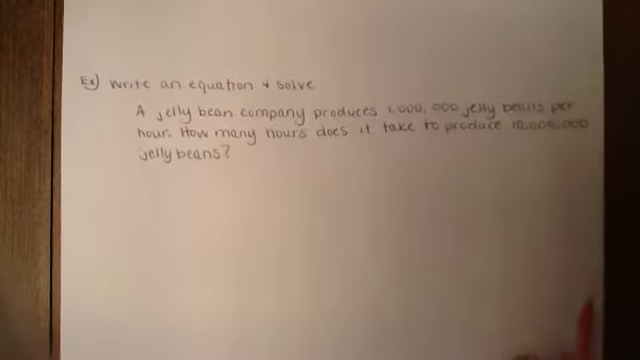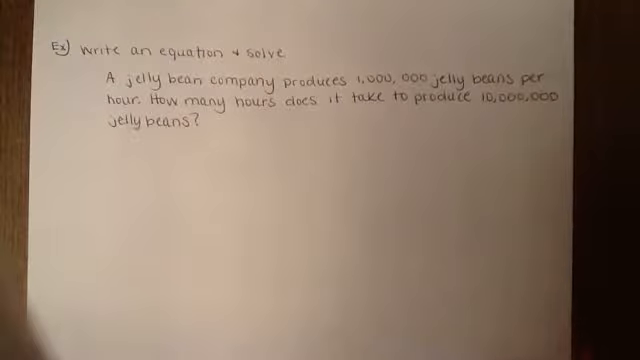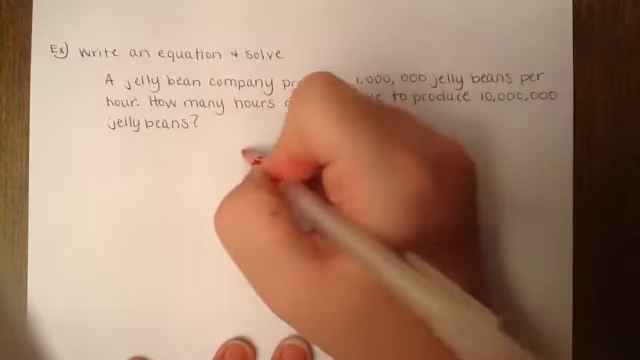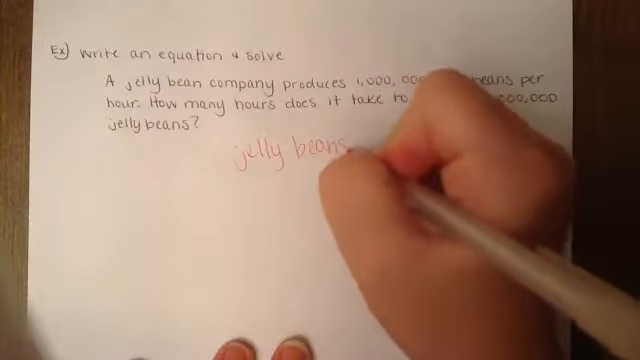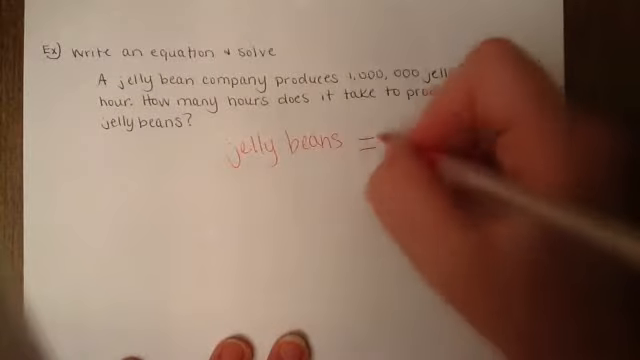Try this next one on your own. Write an equation and solve. Let's see how you did. A jelly bean company produces 1 million jelly beans per hour. How many hours does it take to produce 10 million jelly beans? So first of all, what does our jelly beans have to equal? All together this has to equal what? 10 million.